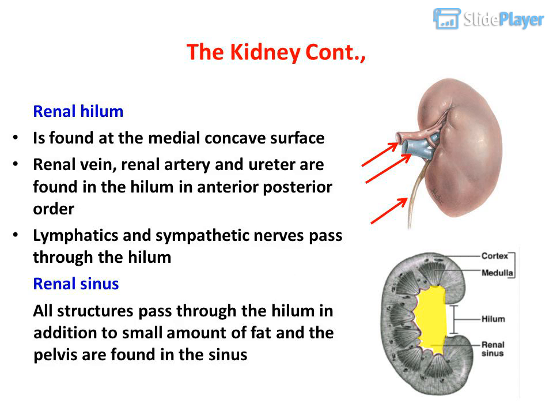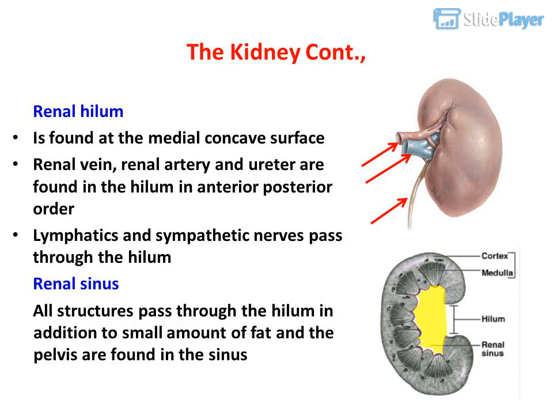The kidney contains the renal hilum, which is found at the medial concave surface. The renal vein, renal artery and ureter are found in the hilum in anterior-posterior order. Lymphatics and sympathetic nerves pass through the hilum.